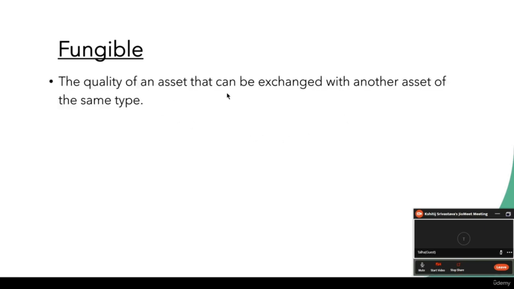Now the first thing that we are going to talk about is what is fungible. This is important for us to know, as in NFT it is coming as non-fungible token. So what is fungible in this? Fungible is any item that you can exchange. So any item that is exchangeable, you can call it as fungible. And if you look at the definition of fungible, it is the quality of an asset that can be exchanged with another asset of the same type.